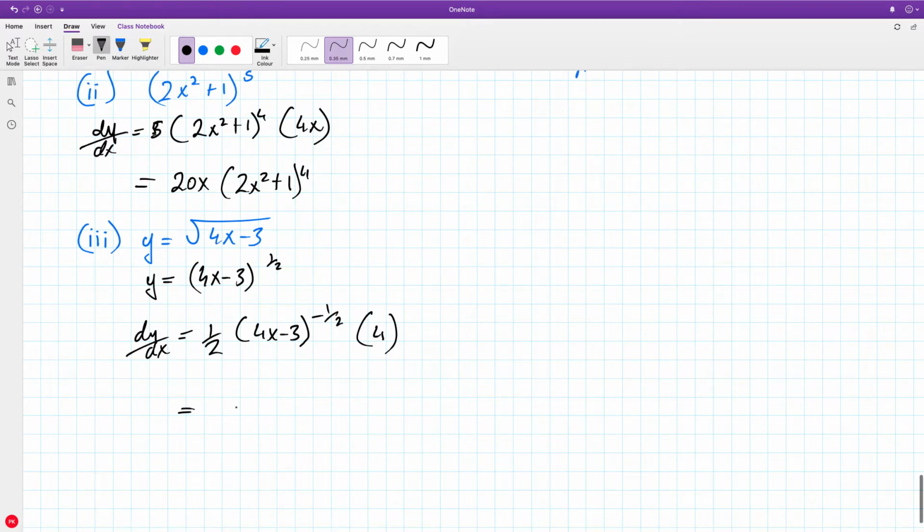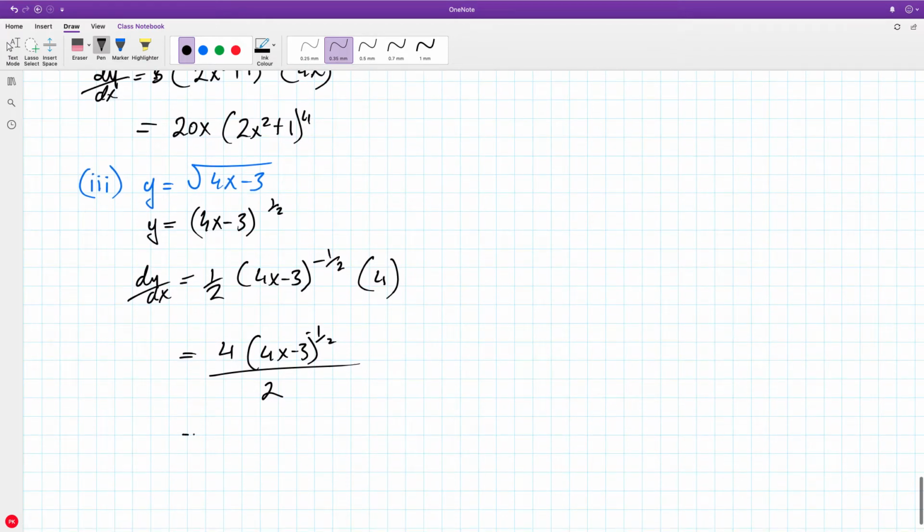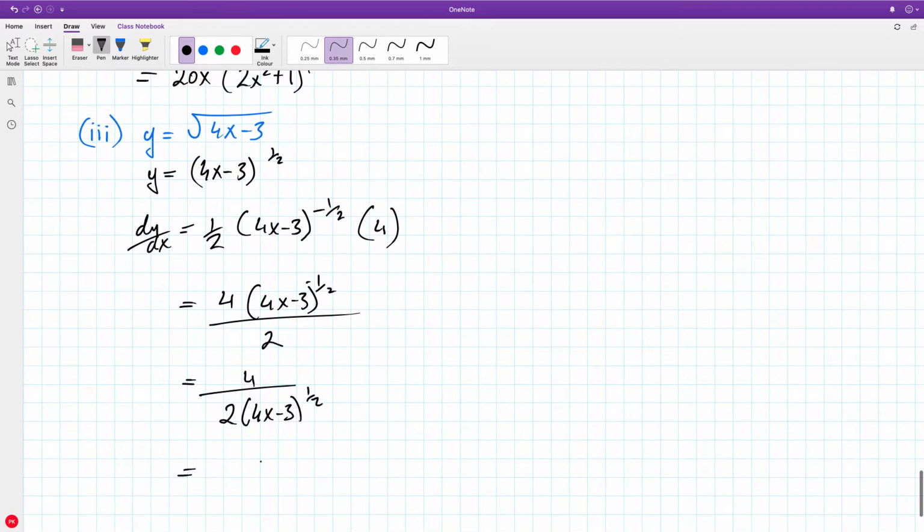Which is equal to 4 times 4x minus 3 to the power of minus a half all over 2. That's 4 over 2 times 4x minus 3 to the power of a half. Make it real tidy looking. That's 4 over 2 times the square root of 4x minus 3. It's all about just making it as tidy as possible.